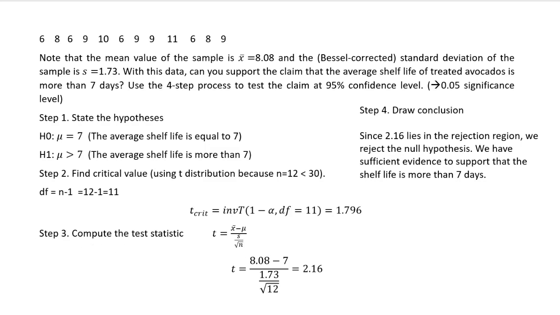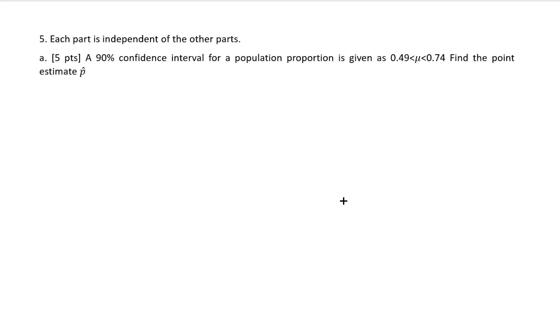Okay. All right. Question 5. Each part is independent of the other parts. I think this should have been question 4. It's numbered incorrectly. But anyways, first, a 90% confidence interval for a population proportion is given as 0.49 to 0.74. Find the point estimate p hat.